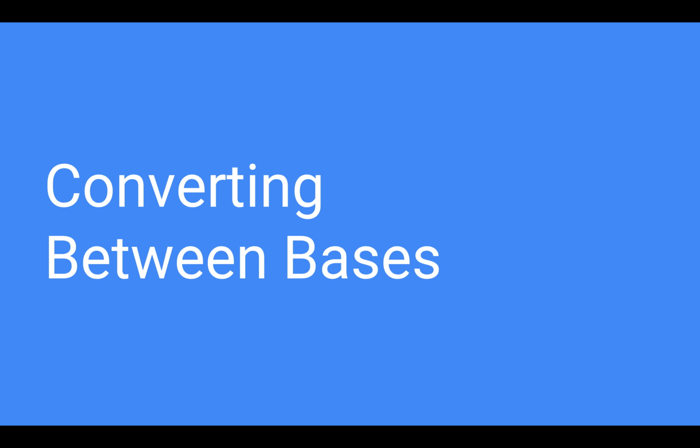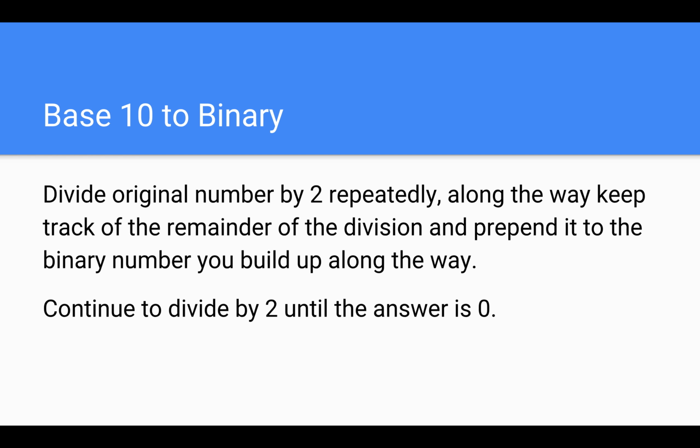Converting between bases. To go from base 10 to binary, you divide the original number by 2 repeatedly, along the way keeping track of the remainder of the division and prepending it to a binary number that you're going to build up along the way. And you continue to divide until the answer is 0.